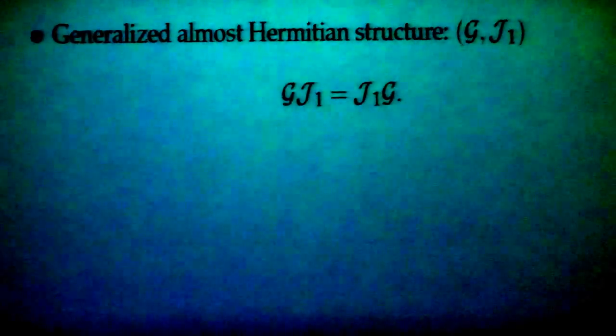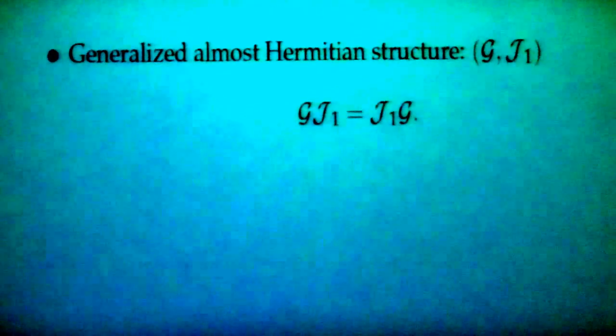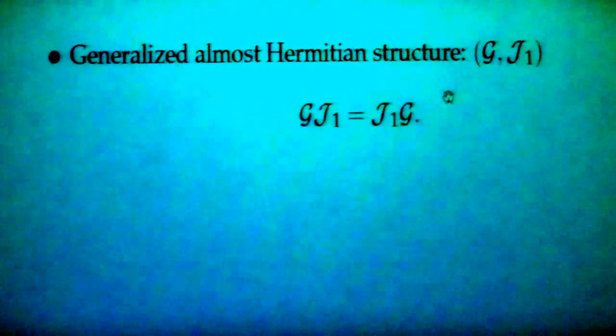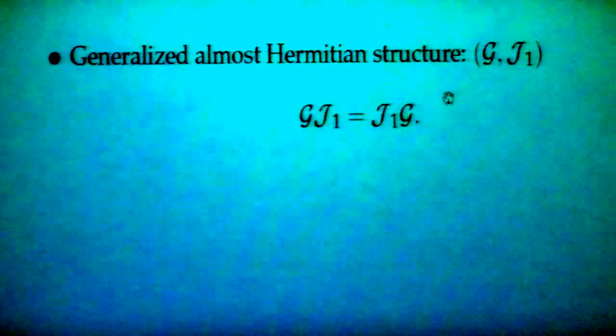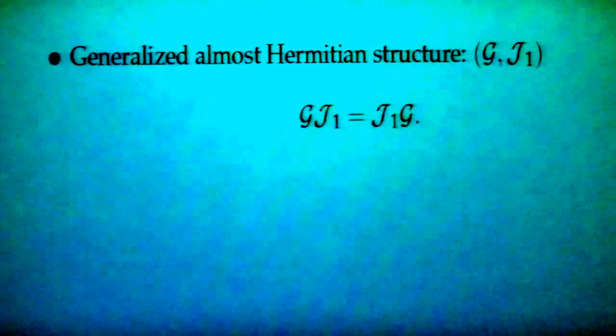A generalized almost Hermitian structure. So now you just have a metric, have a generalized complex structure, and you just put the two of them together. And of course, it's not just a matter of having a metric and a generalized complex structure. You would like these things to be compatible. So the compatibility condition is just asking that the corresponding automorphisms commute. That's all we require.